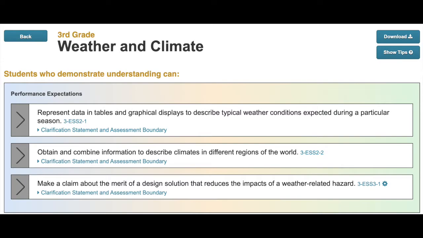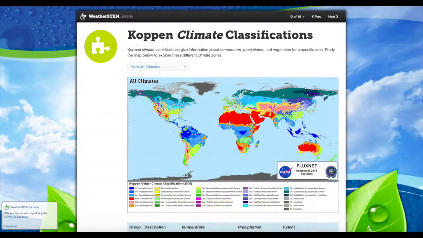Let's take a look at the third grade elementary standards for weather and climate. Represent data in tables and graphical displays to describe typical weather conditions expected during a particular season. Obtain and combine information to describe climates in different regions of the world. Make a claim about the merit of a design solution that reduces the impacts of a weather-related hazard. Climate describes a range of an area's typical weather conditions and the extent to which those conditions vary over years.